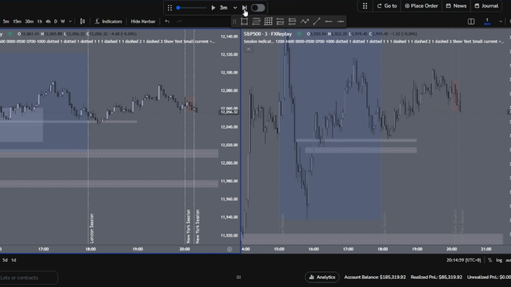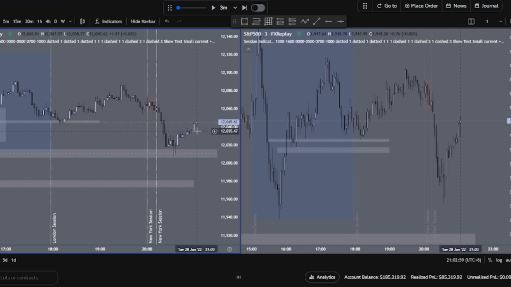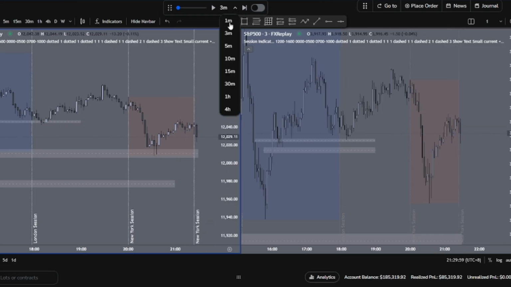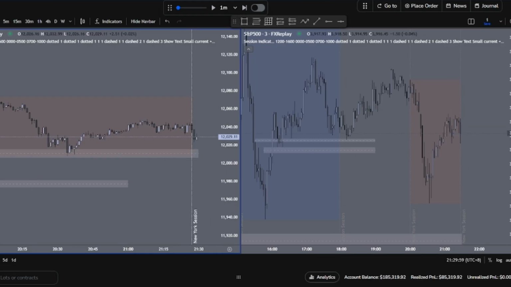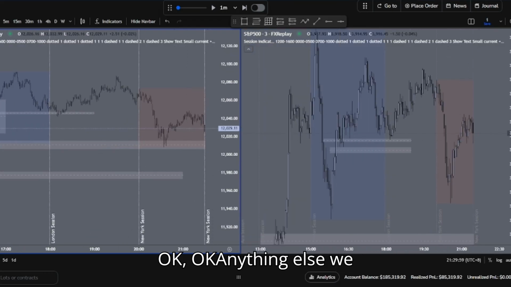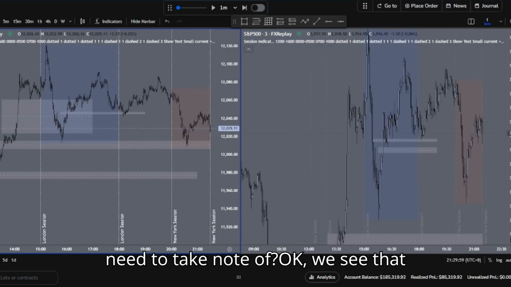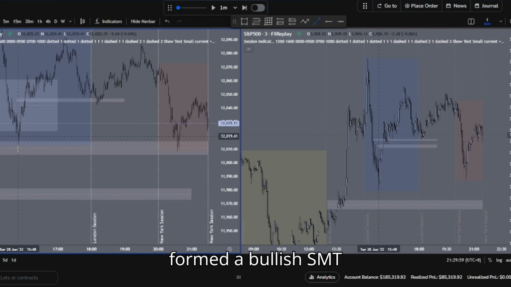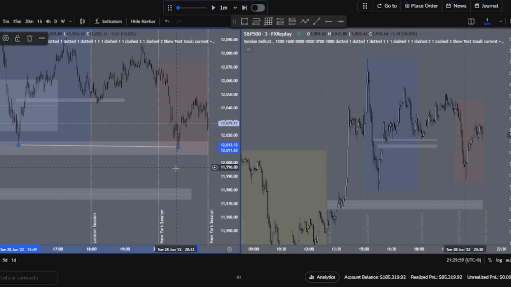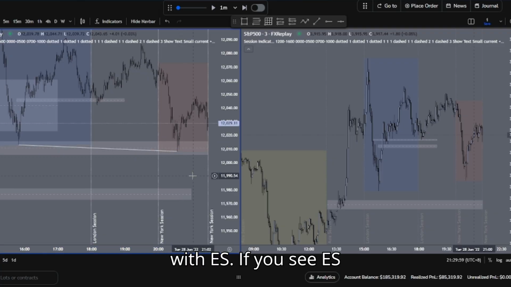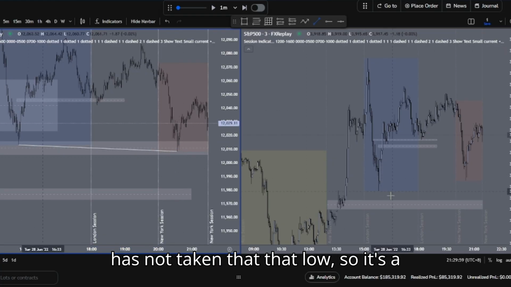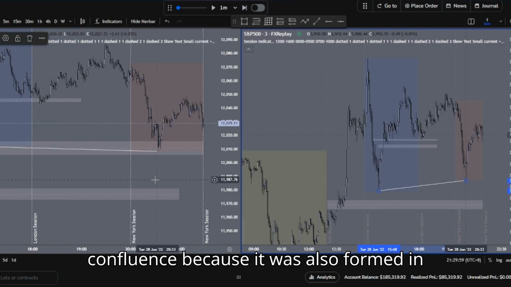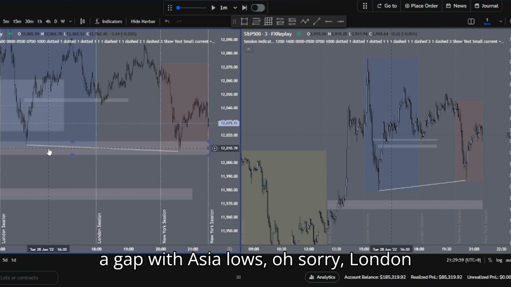What time is it? Okay. Anything else we need to take note of? Okay, we see that we've retapped into this gap and we have formed a bullish SMT with ES. If you see, ES has not taken that low, so it's a bullish SMT, which is a very strong confluence because it was also formed in a gap with London lows.